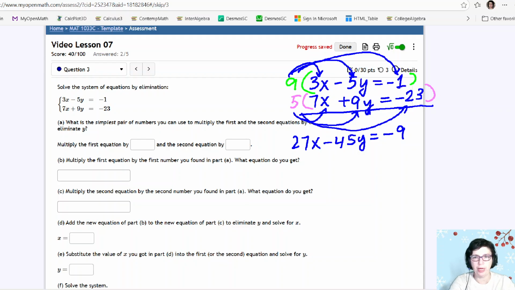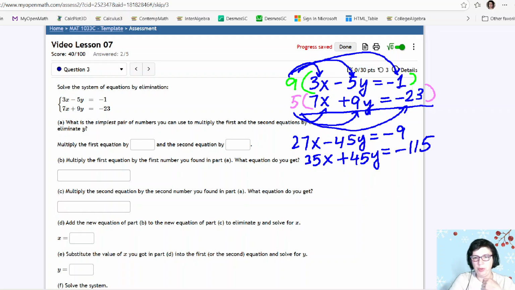And again, you can do that on the calculator. In fact, I would strongly suggest you do. Just check, what is 9 times negative 5? What is 9 times negative 1? Okay, 5 times 7 is 35x. And then we got plus 45y, right? Equals, well, what is 5 times negative 23? You can do this on a calculator, but I think it's going to be negative 115.